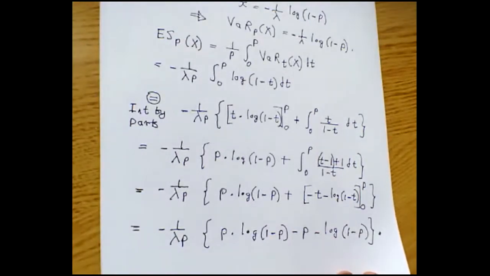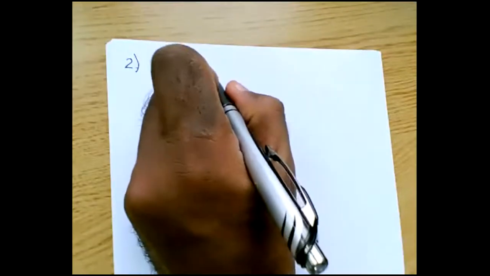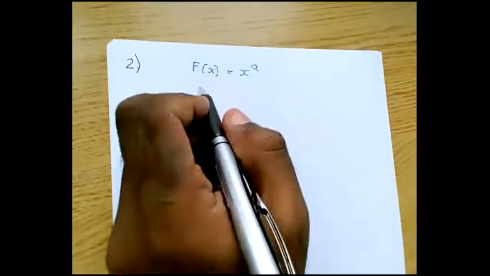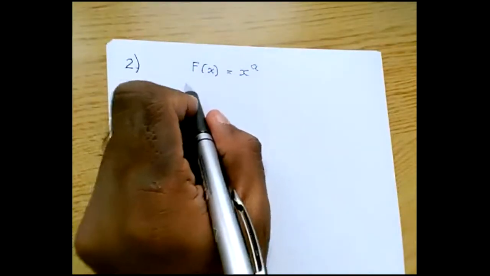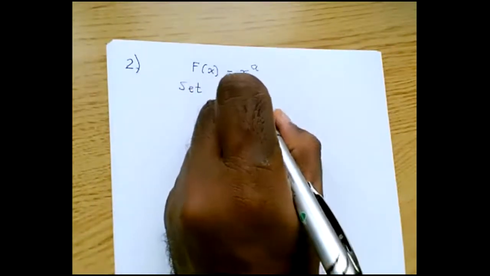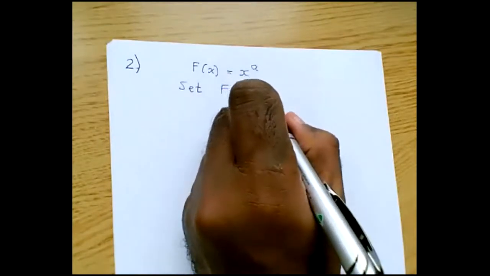Question 2, I did that on Tuesday. I can do that again if you want me to. Question 2 I actually did on Tuesday. So here you have F(x), the CDF, equal to x to the power a, where a is positive. To find the value at risk, you set F(x) equal to p.